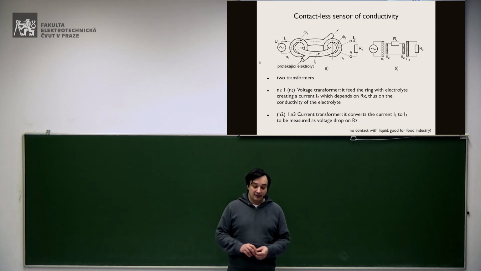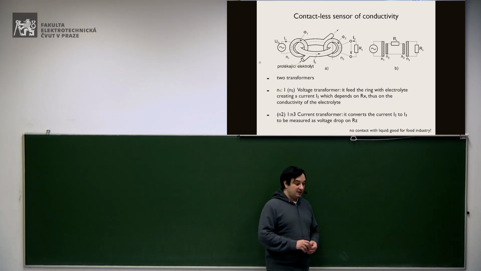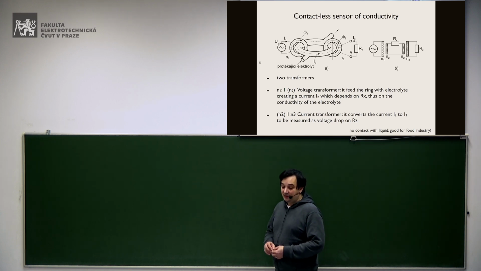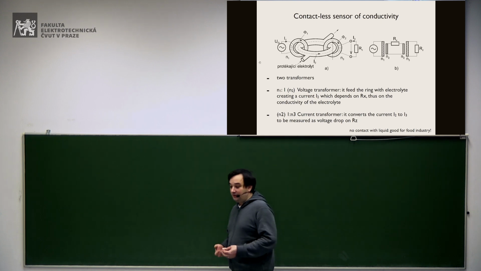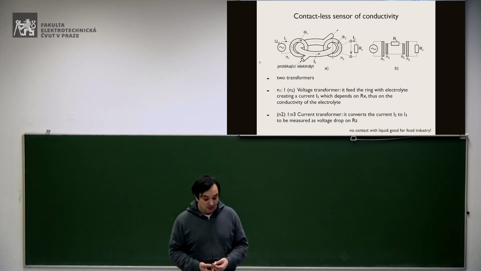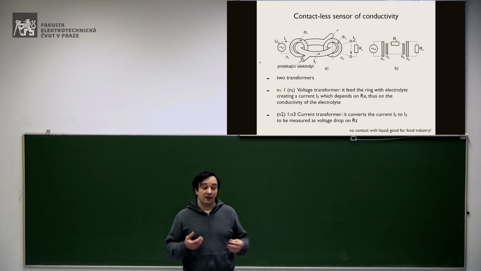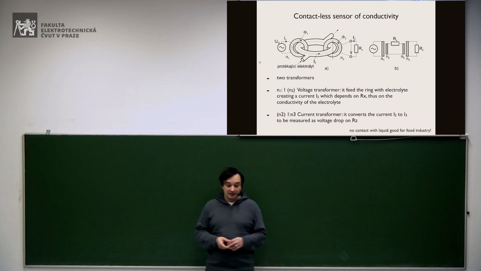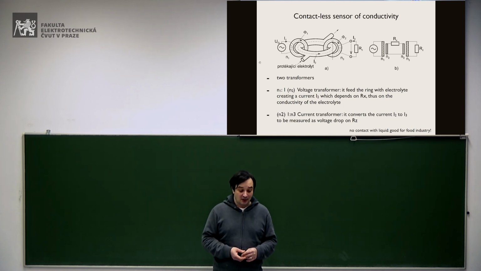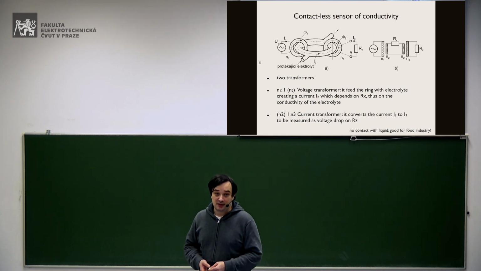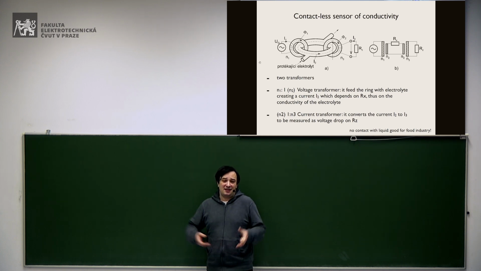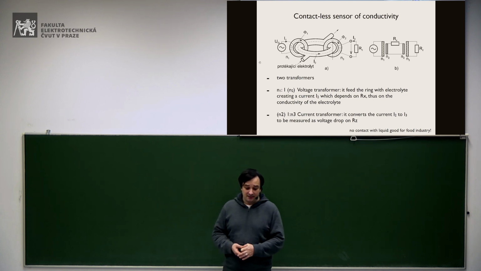Now there is another type of sensor based on measurement of conductivity. Again, we want to measure the conductivity of an electrolyte just to measure the amount of a salt, for instance, in this electrolyte, which changes the conductivity of the liquid. And it's based on the transformer principle. If you want to measure the conductivity, you don't necessarily need to measure the resistance. You can use this system.